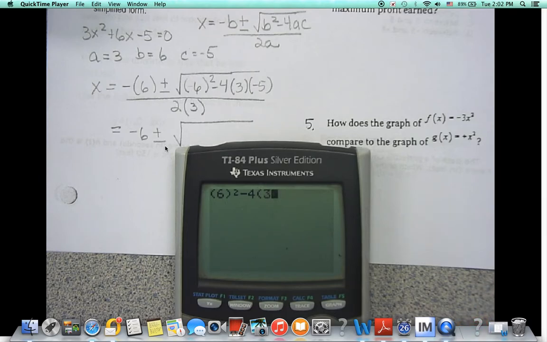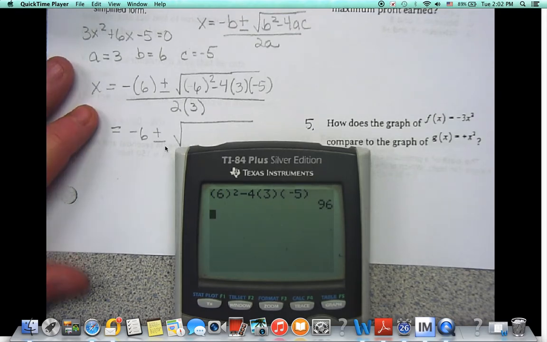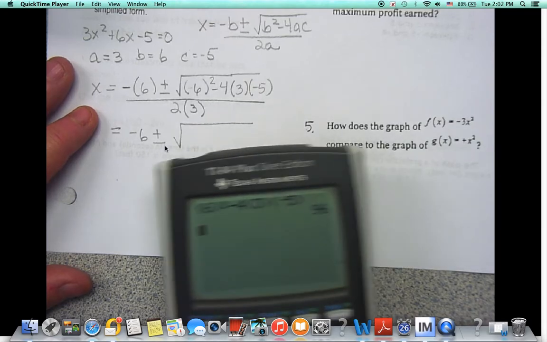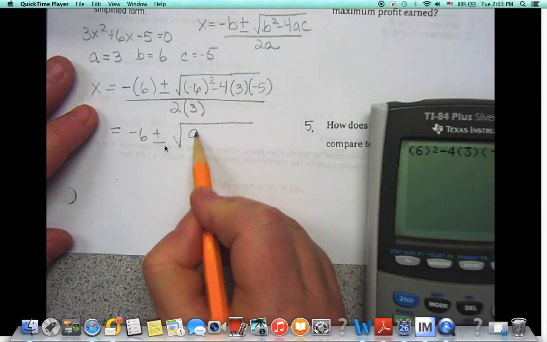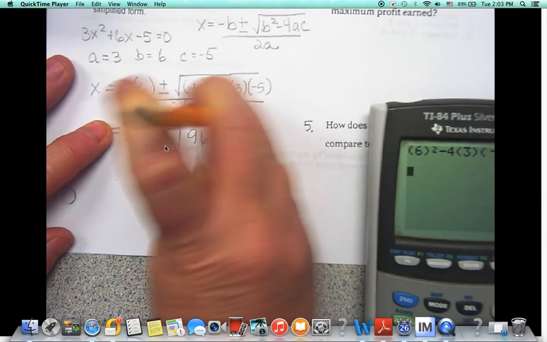So 3. 96. Did you get 96? I did get 96. Okay. If I were you guys, I would do this in your calculator so you know how to do it tomorrow.